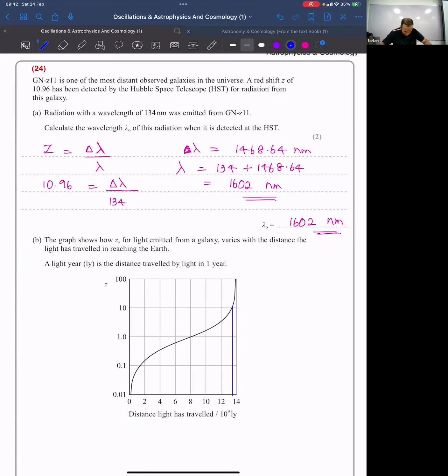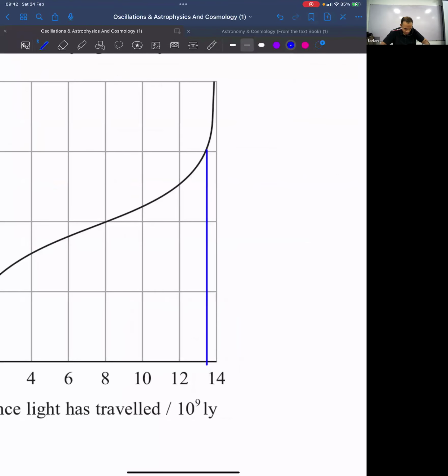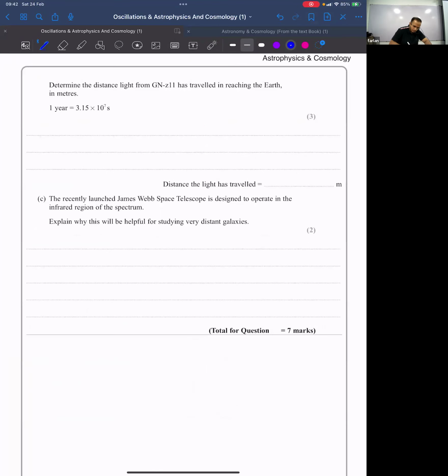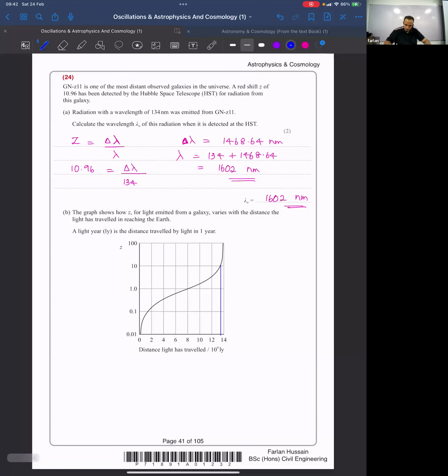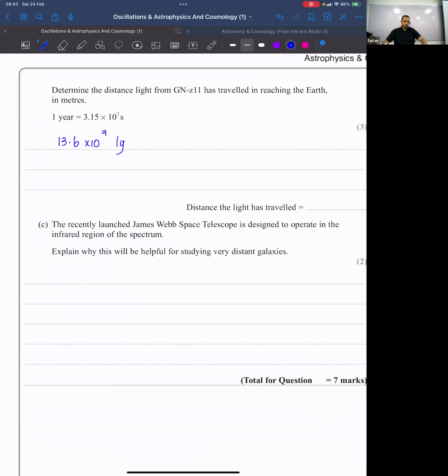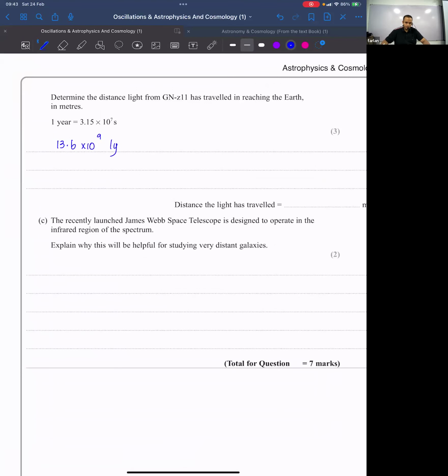How much is that? 13 point. They're like 13.5 or 13.6. No? According to the scale, it's 13.6. What is the unit given? 13.6 × 10⁹ light years. So you need to see what is the distance traveled by light in 13.6 × 10⁹ years.